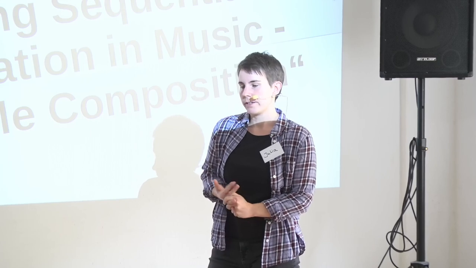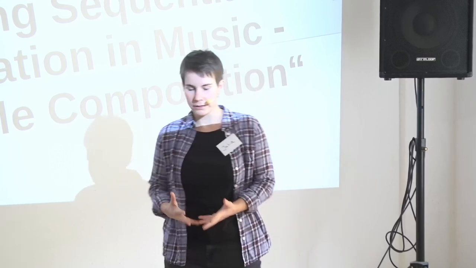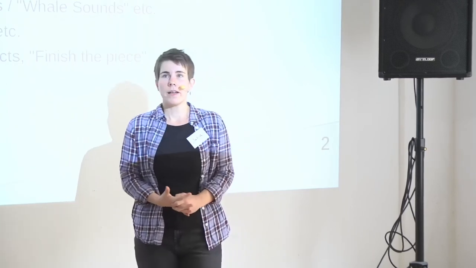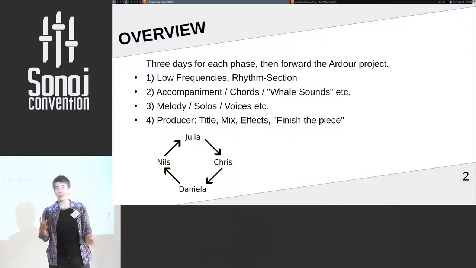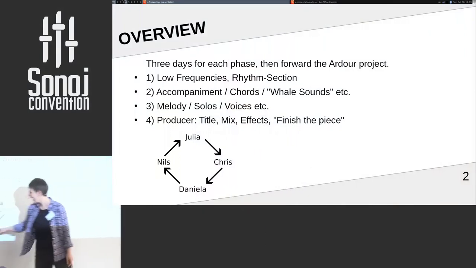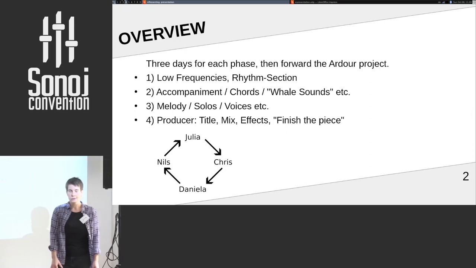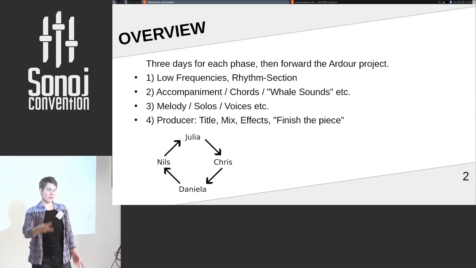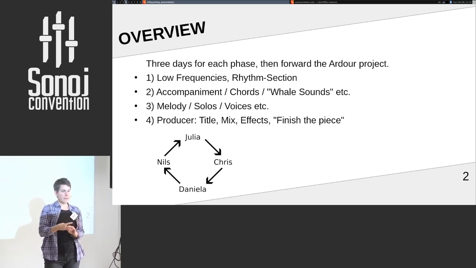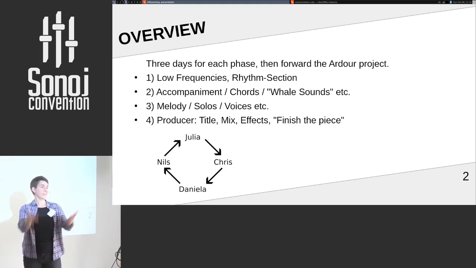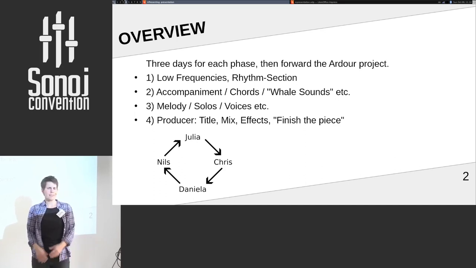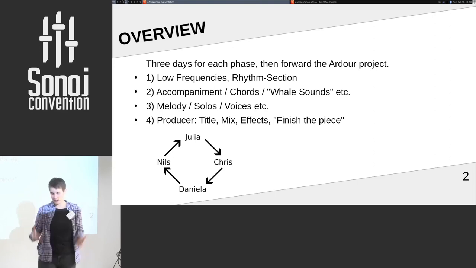So we did a project with the concept of circle composition. What is circle composition? In this case, we were four people, and we wanted to create four pieces or four songs. And we had decided that these songs should consist of three layers. The first layer being the bass or low frequencies and the rhythm. So, for example, if you'd have a band set up, that would be, of course, the drum set and the bass. But depending on what style you're going for, it could be really anything, just low frequencies and some kind of rhythm, however you want to interpret that.